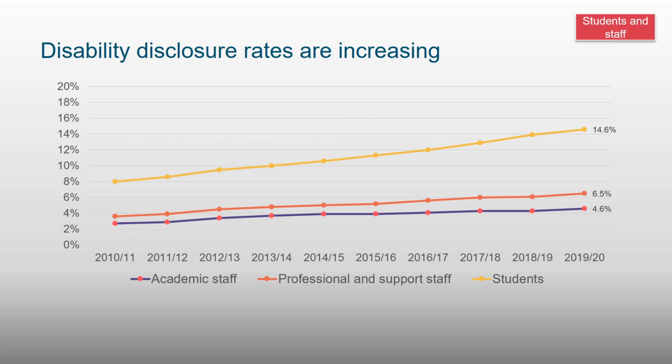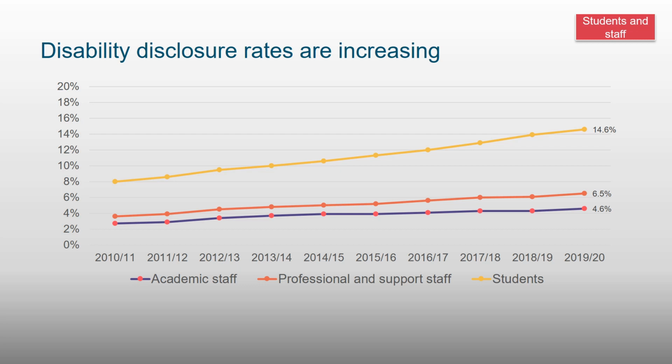So let's start by looking at disclosure rates. The graph on this slide shows that within the last decade, both student and staff disability disclosure has nearly doubled. For students, the percentage of those disclosing a disability has risen from 8% in 2010-11 to 14.6%. For professional and support services staff, the percentage has risen from 3.6% to 6.5%, and for academic staff from 2.7% to 4.6%. As becomes clear, disability disclosure rates vary significantly between the different populations in UK higher education, with the amount of students disclosing as disabled being almost twice that of staff.